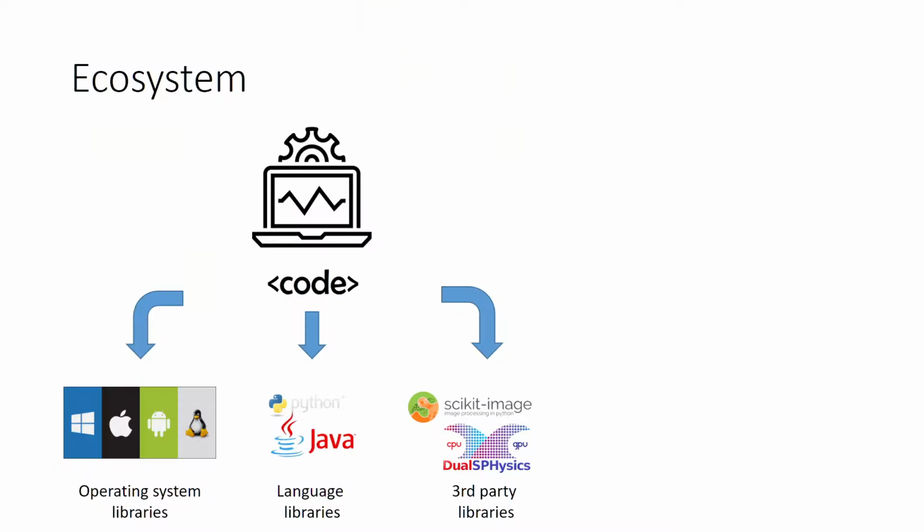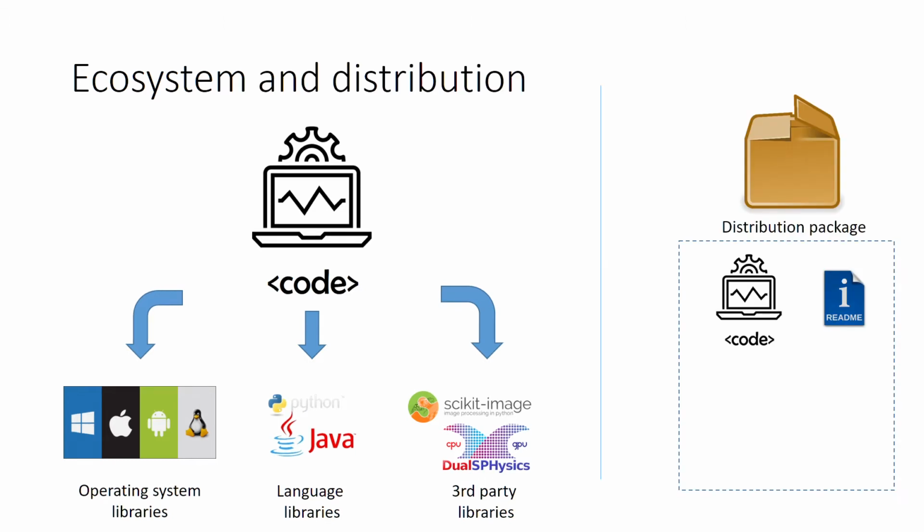So your code is ready and working, you are ready to share it with your fellow researcher. The first thing to do is to decide which files you will include in your distribution package. Make sure to include all your code, data, configuration, and documentation files.